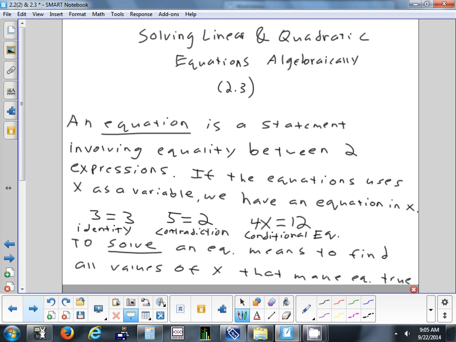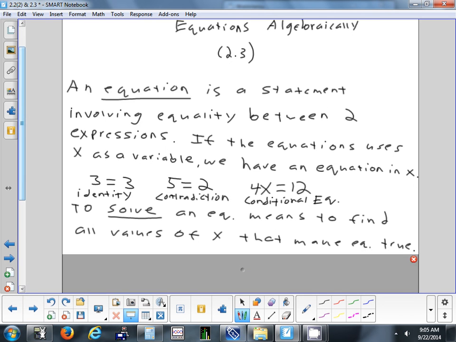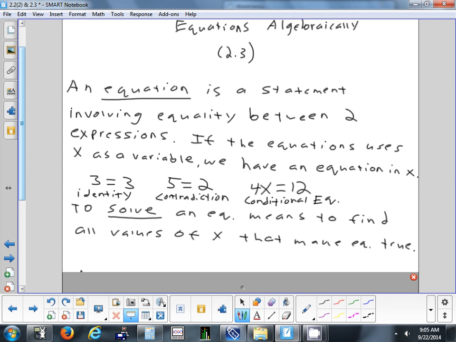So we're going to start by focusing on conditional equations. To solve a conditional equation means to find the values of x, value or values, that make it true. Generally, as you have an equation and the exponent starts to get higher and higher, you can have more and more solutions.